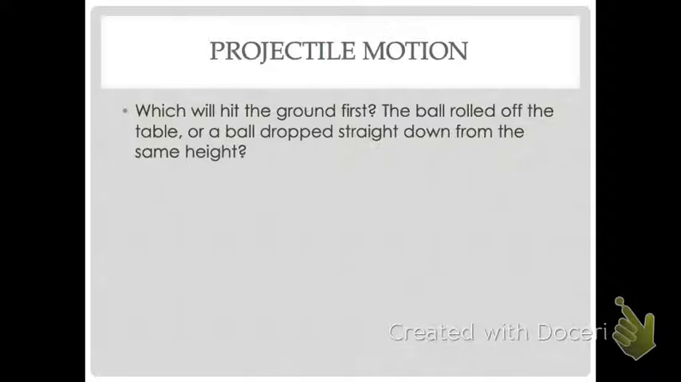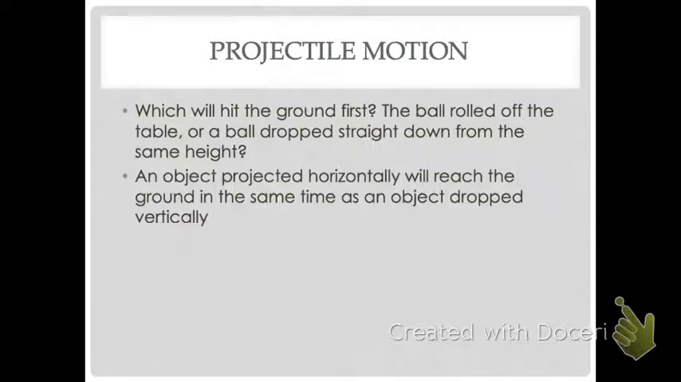All right, it is going to be the same, because what do we know about horizontal and vertical motion? Do they have anything to do with one another? No, right? Galileo said you have to use your horizontal and your vertical components totally separate. We cannot intertwine horizontal and vertical motion. It doesn't affect each other. It makes no difference. As long as those objects are becoming free-falling objects at the same height, which they are, the table is the same height, it will take the same amount of time for them to fall.